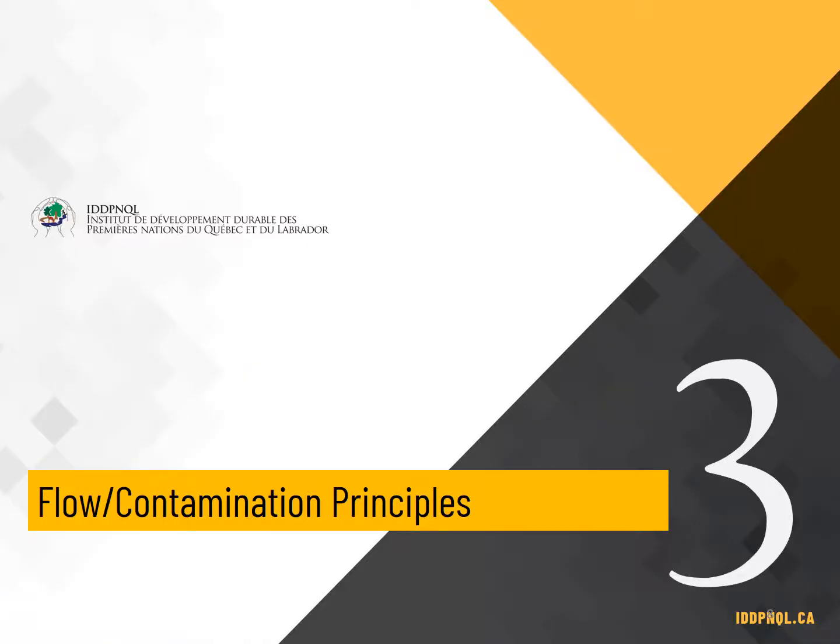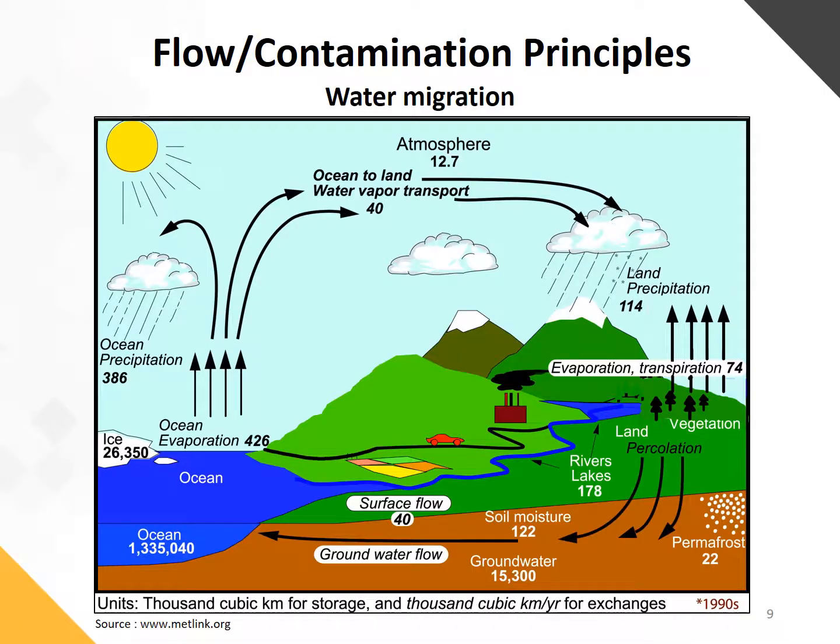Now the third chapter is on Flow and Contamination Principles. I will now talk about the principles governing the flow of water and contamination through soil. The following picture is a diagram of the water cycle on the Earth. Water evaporates from water points such as oceans, rivers, and lakes. It rises into the atmosphere where it condenses and then falls back to Earth in the form of rain or snow. Once the water reaches the ground, it will run off and slowly seep into the soil until it reaches the groundwater, also known as the aquifer.